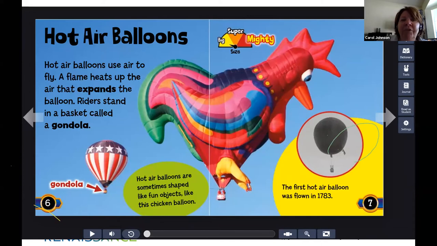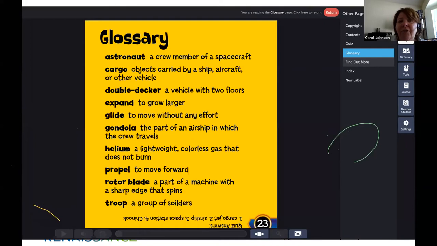So hot air balloons use air to fly. A flame heats up the air that expands. You can see these are really moving from low frequency words to in fact academic words that are really important for the future of using this language in a career. Again, a glossary. You can see the words repeating over and over. You can see when you stay on theme how that happens.